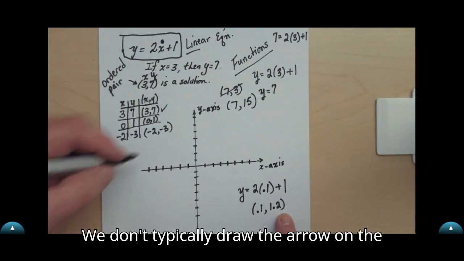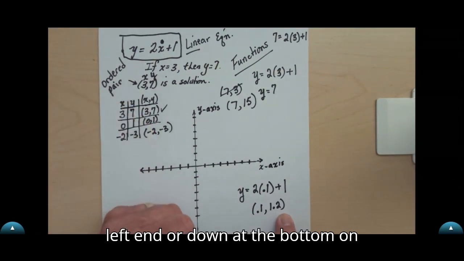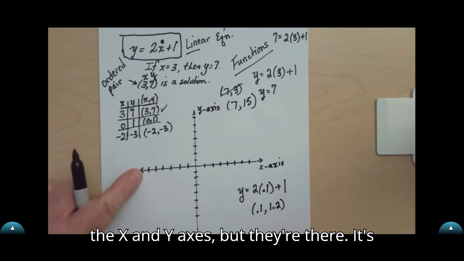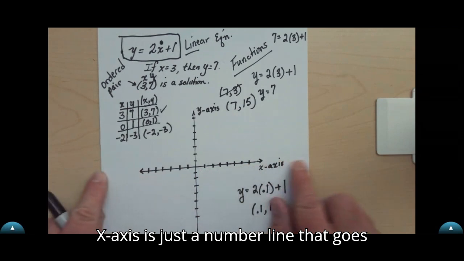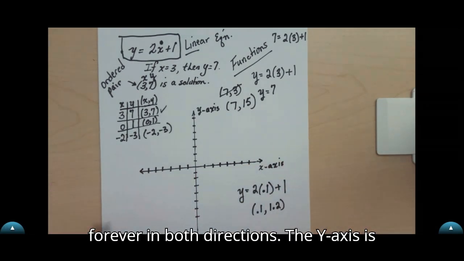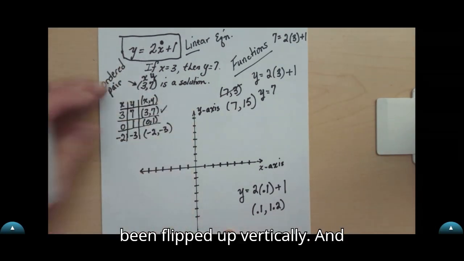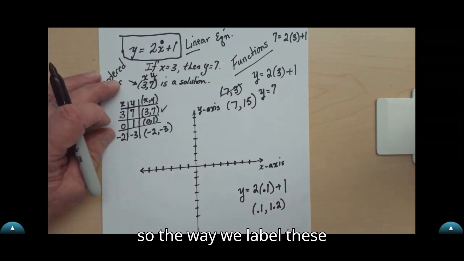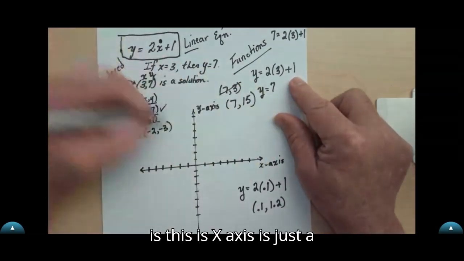We don't typically draw the arrow on the left end or down at the bottom on the X and Y axes, but they're there. It's understood that they're there. So this x-axis is just a number line that goes forever in both directions. The y-axis is also a number line. It's just been flipped up vertically.